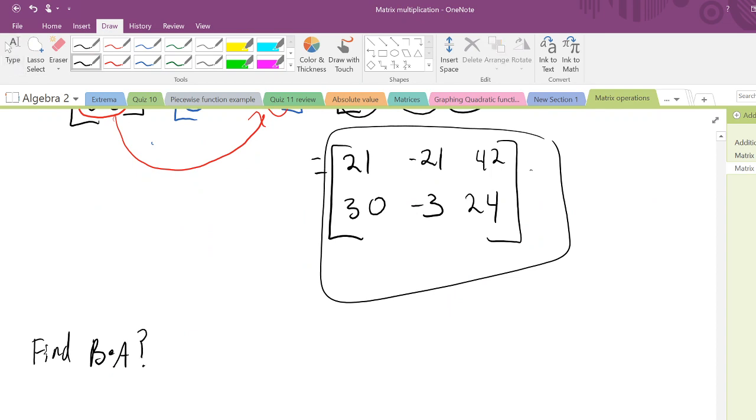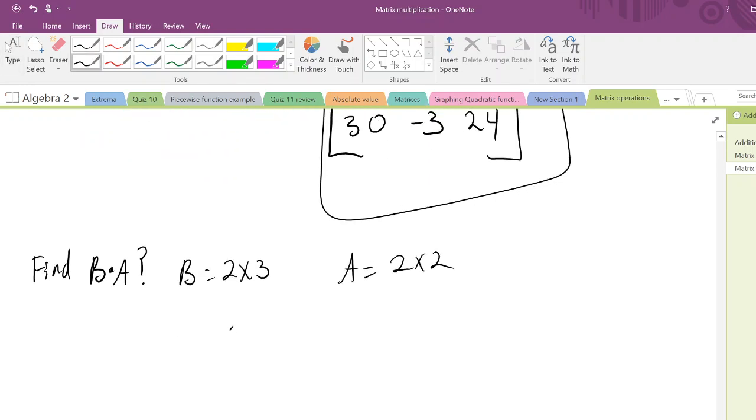So B is equal to a 2 by 3, and A is equal to a 2 by 2. Now, let's write these down. 2 by 3 times a 2 by 2. Do the insides match? No. So it's not possible. Okay?